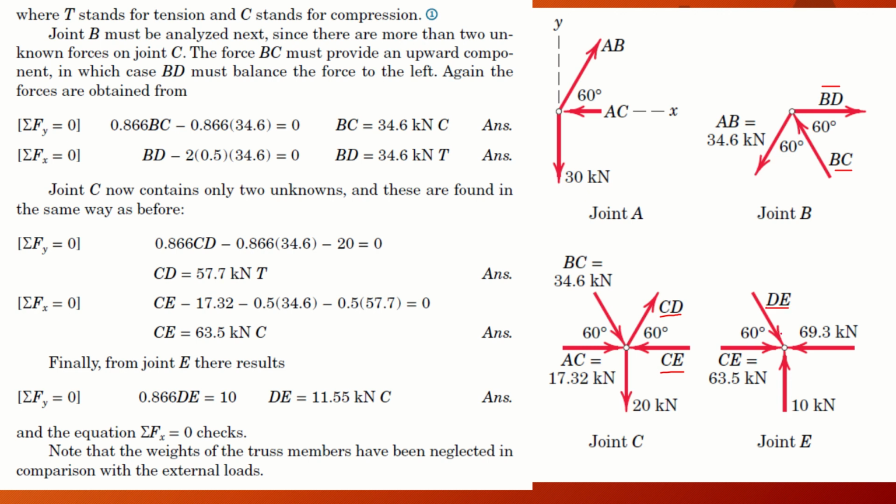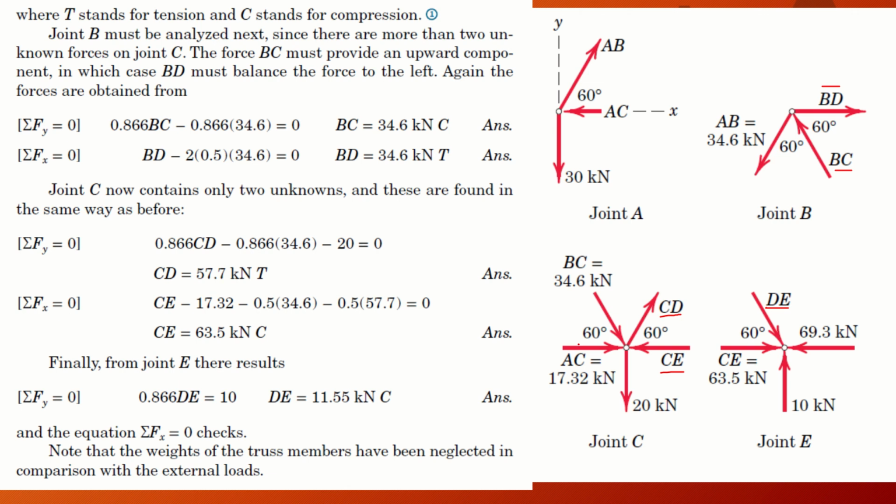Now once we have reached joint E, you are going to realize that the sum of forces of this particular joint, the internal forces acting along x-axis and the sum of forces acting along y-axis, should balance the external forces, which in fact checks that our calculations are correct.